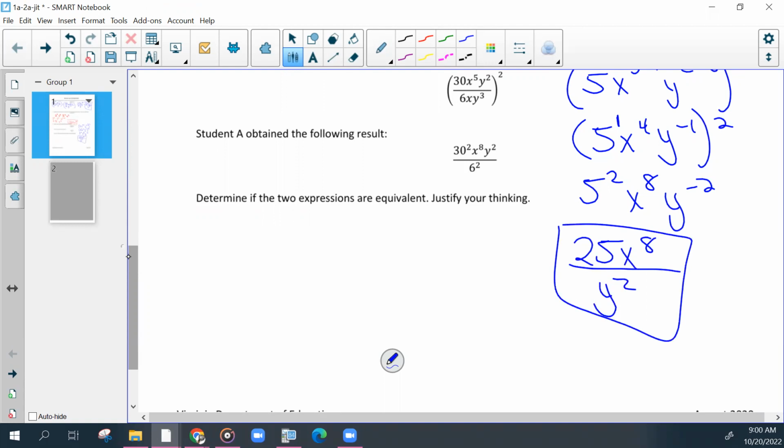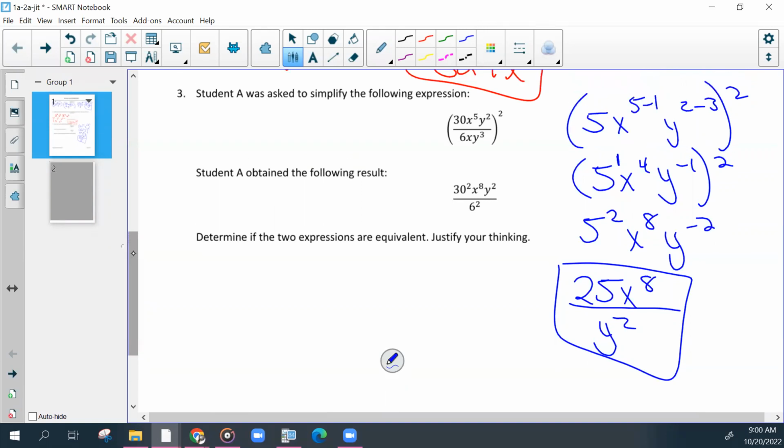So looking at what they got, we can say those are not equivalent, they're not the same. I think what they did was square everything first, then combine the exponents. So we see the x to the 8th and the y squared. But somehow they still have y squared up top.